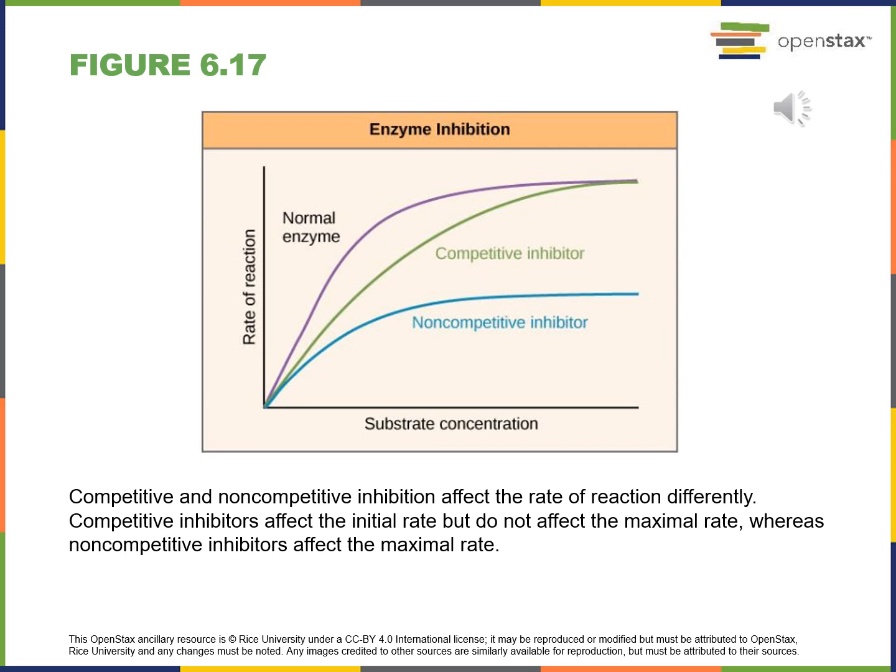Figure 6.17. Competitive and non-competitive inhibition affect the reaction's rate differently. Competitive inhibitors affect the initial rate but do not affect the maximal rate, whereas non-competitive inhibitors affect the maximal rate.